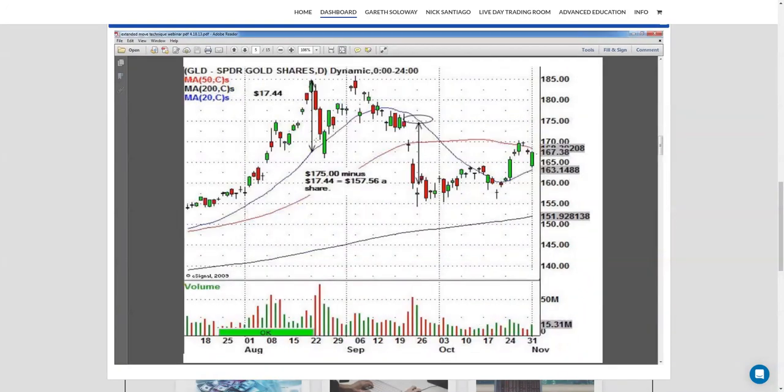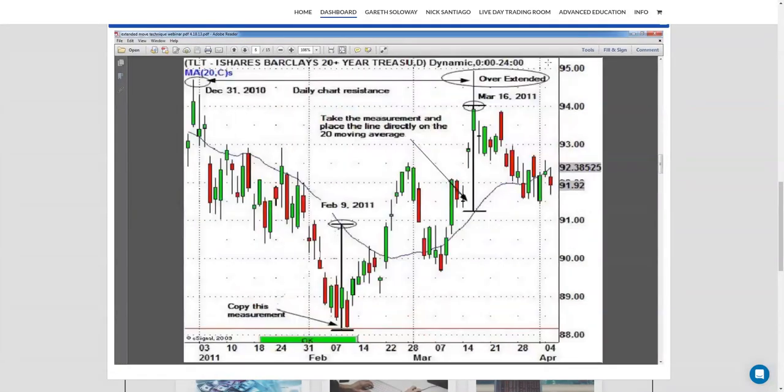Here's another example. This is a chart of GLD. Here's the high to the low. It gives you $17.44. Pivot high to the 20 MA gives you $17.44. Look here, price goes from the 20 MA down here. You go through that, you know you've got to get a bounce. And look at the GLD, it starts to rally back up. Okay, let's take a look at the next one. Here's a chart of TLT. Same stuff. Doesn't matter what it is.